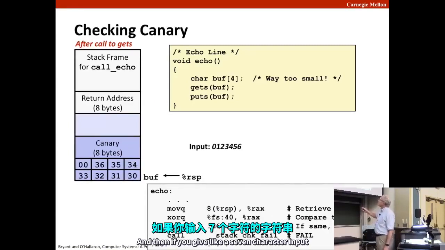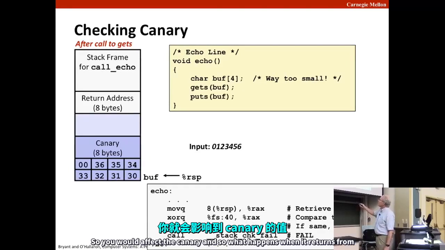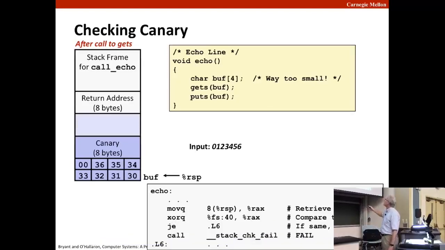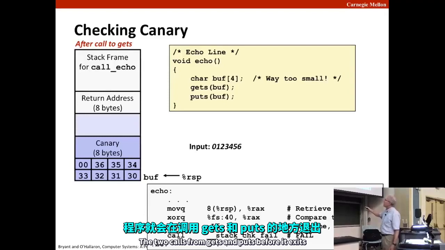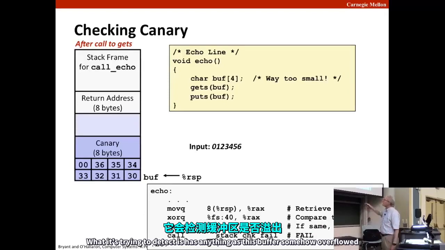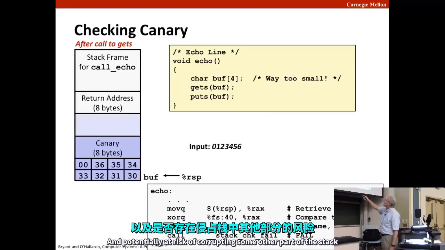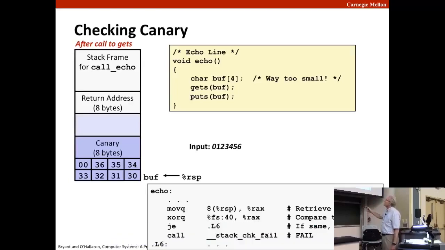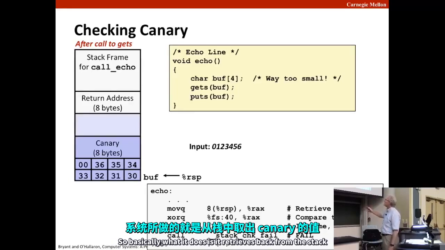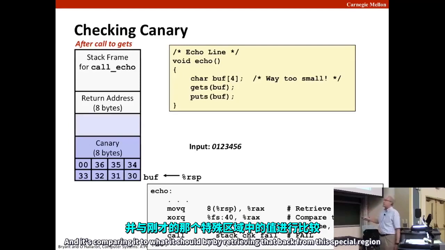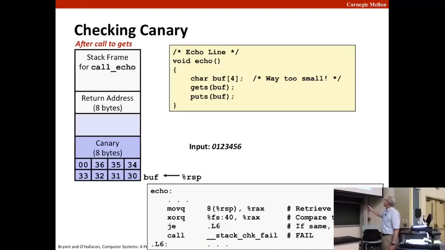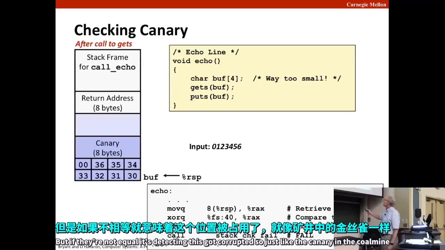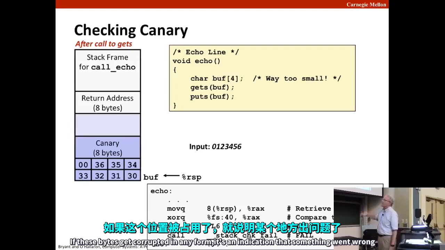And then if you give like a 7-character input, you wouldn't affect the canary. And so what happens when it returns from the two calls to gets and puts, before it exits, what it's trying to detect is, has this buffer somehow overflowed and potentially put at risk of corrupting some other part of the stack? So basically what it does is it retrieves back from the stack the current value of this canary. And it's comparing it to what it should be by retrieving that back from this special region. And if they're equal, it says fine. But if they're not equal, it's detecting that it's been corrupted. So just like the canary in the coal mine, if these bytes get corrupted in any form, it's an indication that something went wrong.